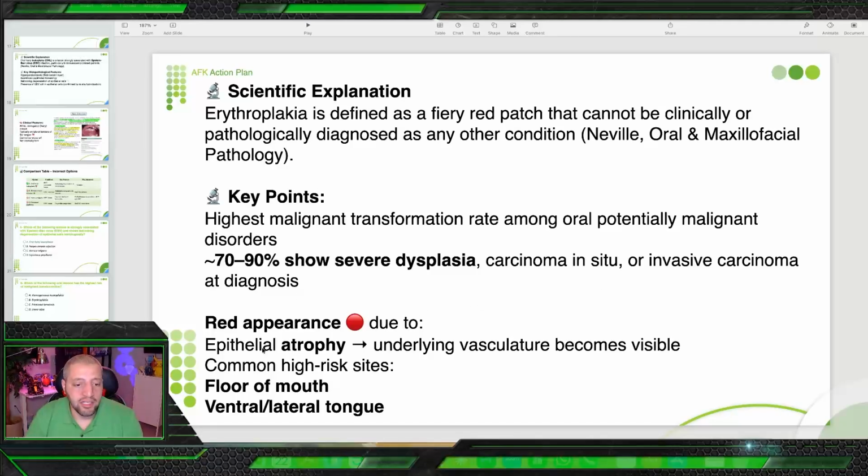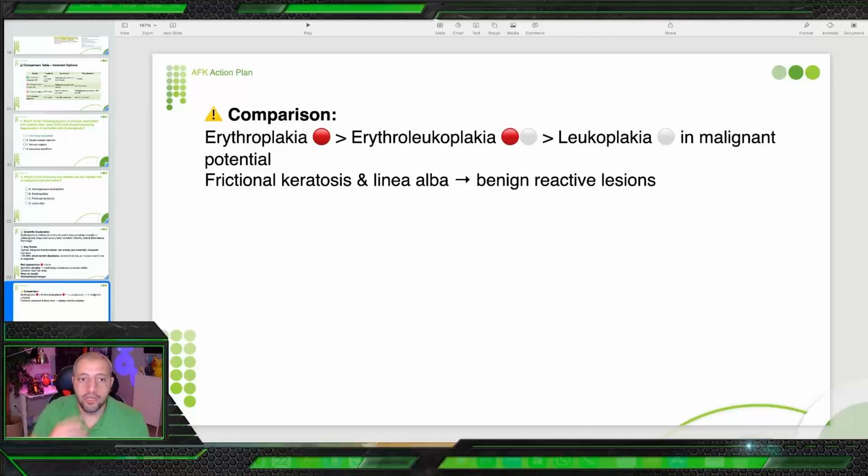Why does it become red? Because of epithelial atrophy. Epithelium here is almost always gone. We don't have epithelium, we have connective tissue, so the underlying vasculature becomes visible. A common high-risk site is the floor of the mouth and the ventral and lateral tongue. Why the floor of the mouth? Again, non-keratinized, soft tissue, very difficult to excise, high chance of recurrence, and metastasis to submandibular lymph nodes.